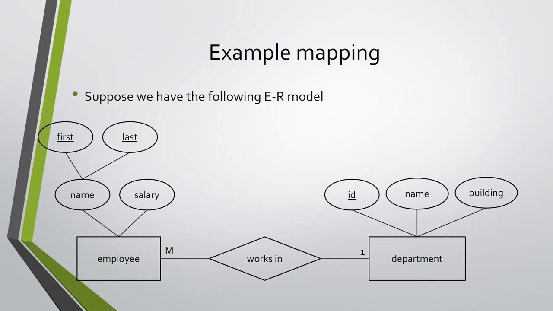As an example, we will map a rather simple entity relationship model to relations. The entity relationship model has two entity types, for employees and departments, and one many-to-one relationship type, expressing the works in relationship.